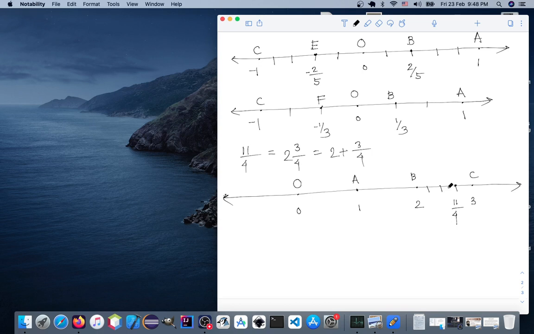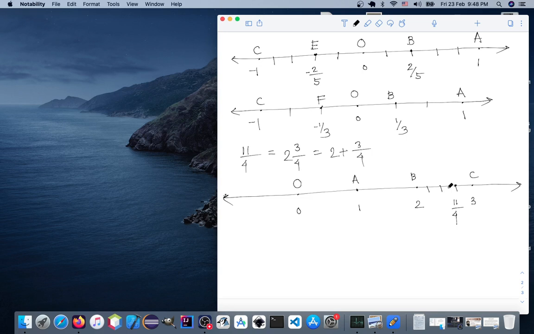The same logic you can apply for negative rational numbers, just that if it is negative, you have to draw this on the left hand side of the origin, that is the point O, because the left hand side denotes the negative numbers and the right hand side denotes the positive numbers.